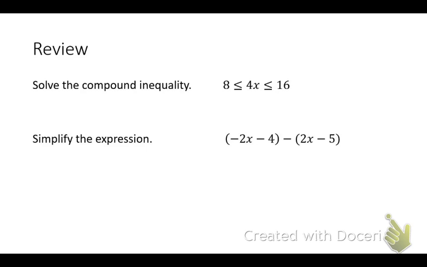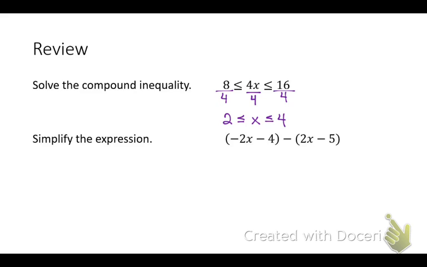What do I need to do across the whole inequality? Divide by 4. I identified that because what would it take for the middle term to get x by itself? I need to divide by 4, which means I divide the outside values by 4 as well. And I get 2 is less than or equal to x, which is less than or equal to 4. Now, if you were to graph this, is it open dots or closed? Closed. 2 and 4, and then you would do a 3 in between.